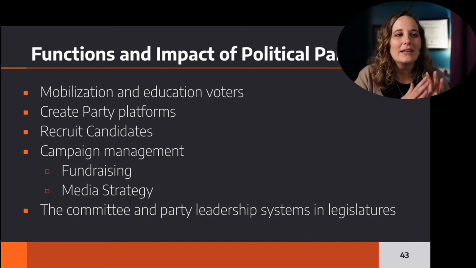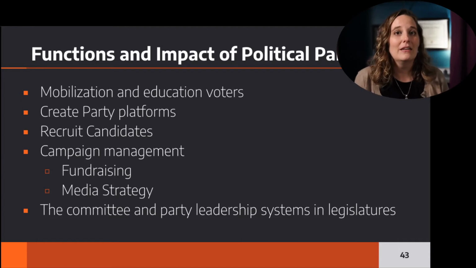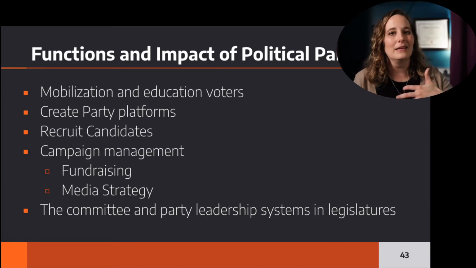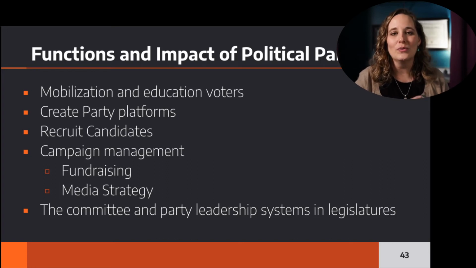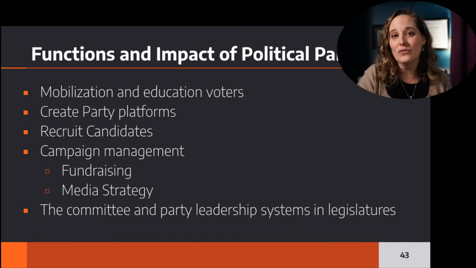Finally, there are committee and party leadership systems that exist in legislatures, not just the federal government, but also state governments. In fact, many of the rules that we follow as far as committee assignments and who actually gets to choose where legislation goes is all based on party rules.